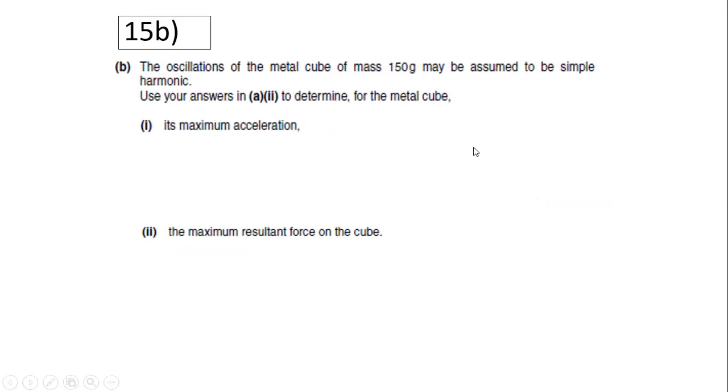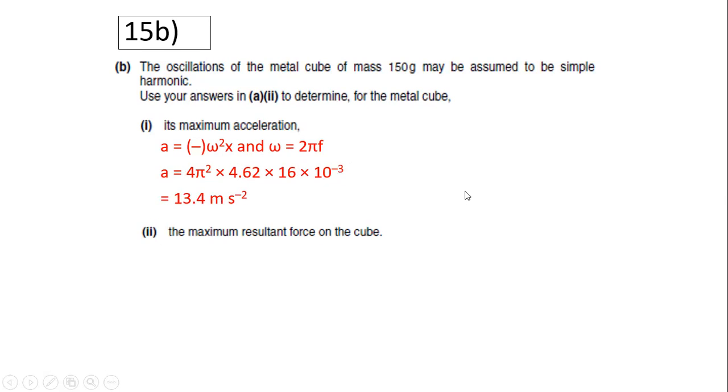Okay, go to the definition. Don't have to worry about the negative sign because you are only interested in the maximum acceleration. So use a equals omega squared x. Omega is 2 pi f. F we have already read from the graph, which is 4.62. And x, the amplitude, is 60 millimeter, which changes to meter.